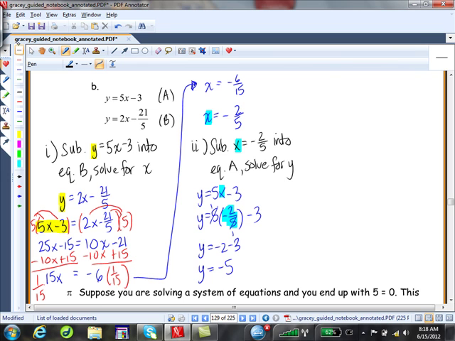Alrighty, so this time our third step will be the conclusion. So in conclusion, we got the ordered pair (-2/5, -5). That's the point of intersection. And what kind of system is this? Good, it's consistent because we got an answer that made sense.